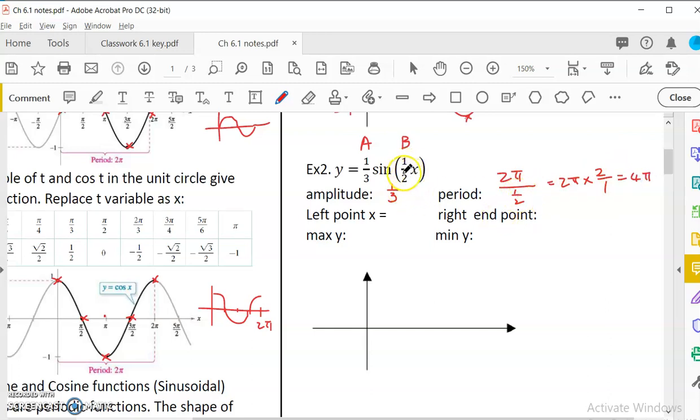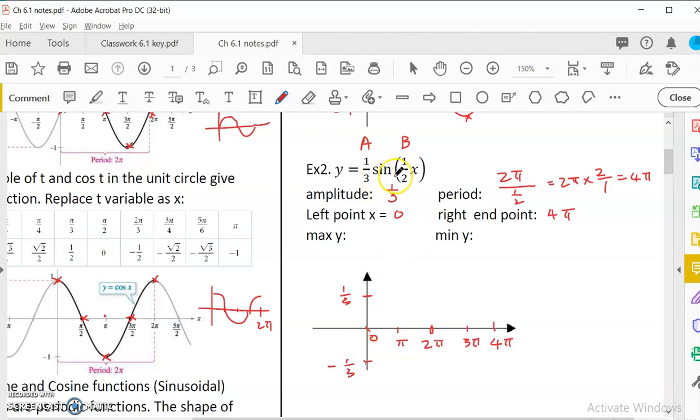If you think of it as a horizontal stretch, I know my left endpoint is always 0, and now I stop at 4 pi. So I make it longer. The middle number would be 2 pi. In order to graph, the midpoint between 0 and 2 pi will be pi. Then the midpoint between 2 pi and 4 pi would be 3 pi, because 2 plus 4 is 6, divided by 2 is 3. What is the maximum y? If the amplitude is 1/3, I would just go to 1/3 and negative 1/3.